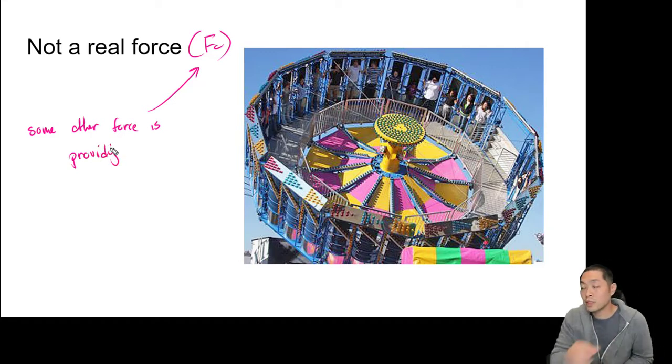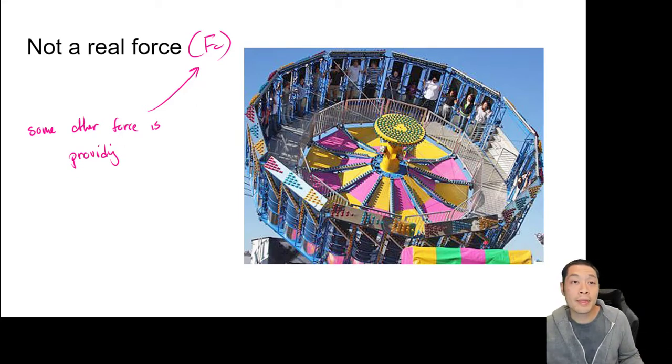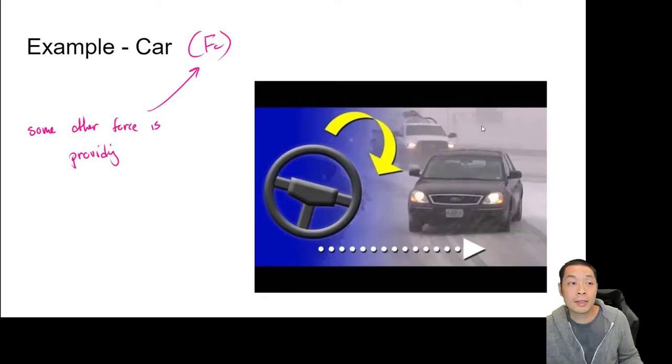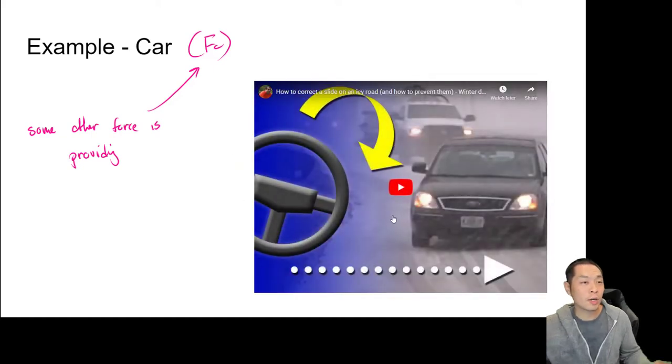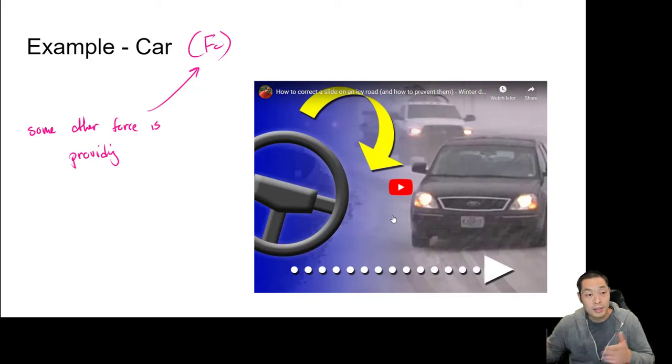So some other force is providing centripetal force. In the previous example it was gravity, here it is the normal force, and if we look at the car, and you can watch the video later for yourself, it's the friction. So the friction is causing the car to turn. That one's also causing the centripetal force.